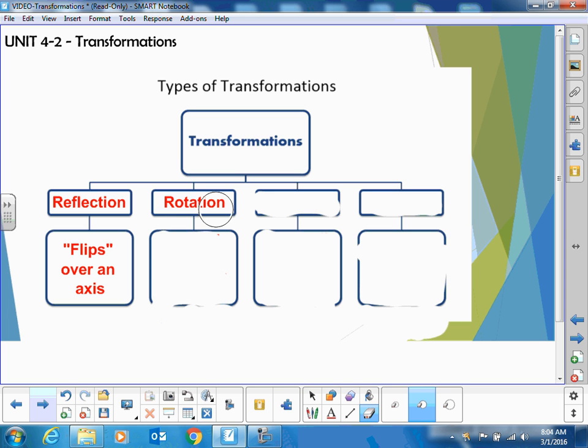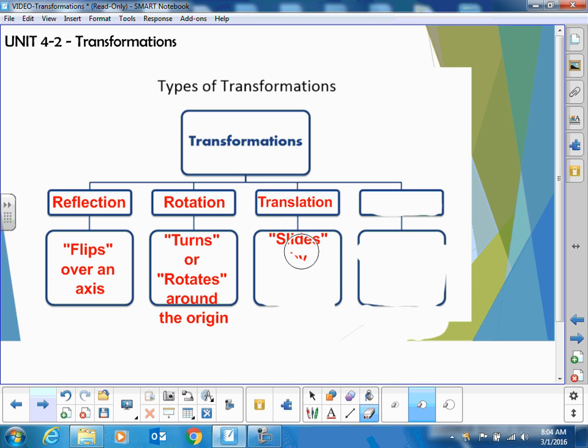The second one that we're learning about is a rotation. If you think about rotating, it's like a doorknob when you turn it or rotate it around the origin. Remember, the origin is that middle dot in the very center of your coordinate plane. The next one is translations, which we're learning about today, and that is sliding or simply moving left or right, up and down. So the shape slides across the coordinate plane, like an ice skater.